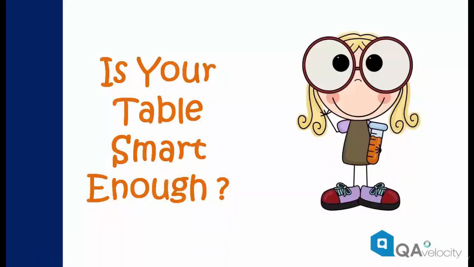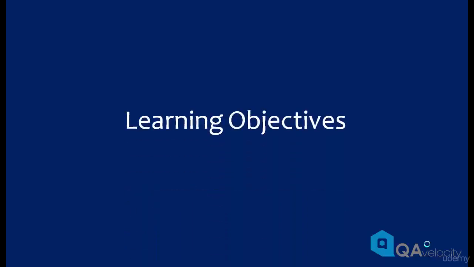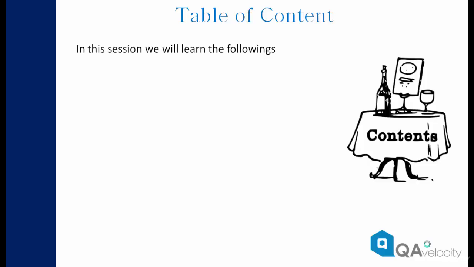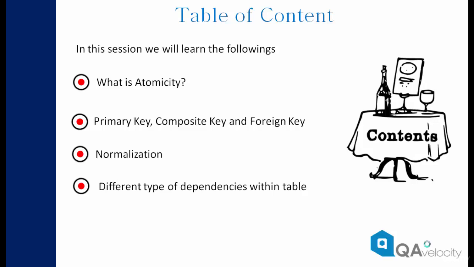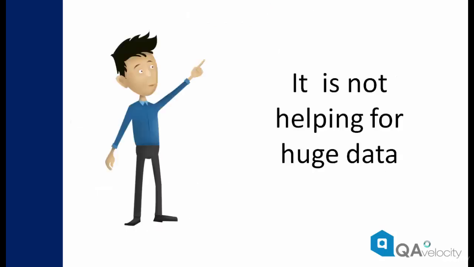Hello and welcome to the session on Smart Table Design. Learning objectives: in this session, we will learn the following. What exactly atomicity is, the different keys we will use in our SQL table design, what is normalization, how one column of a table has dependency upon another column, and finally we'll talk about different types of normal forms.